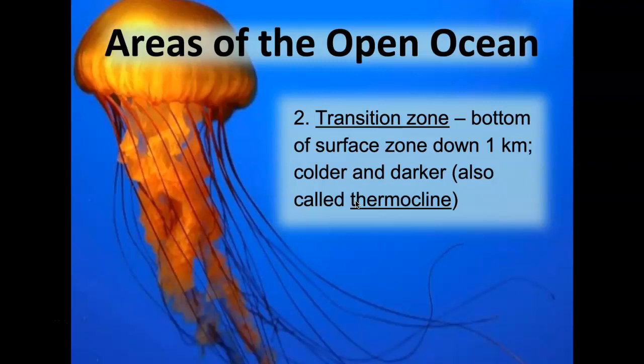Our next zone going downward into the ocean is a transition zone. And this truly is a transition from sunlight to darkness. It's going to be transitioning from warmth to really cold. And sometimes it's called the thermocline, thermo being a reference to heat.